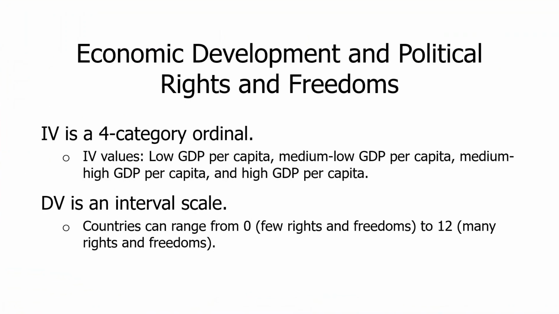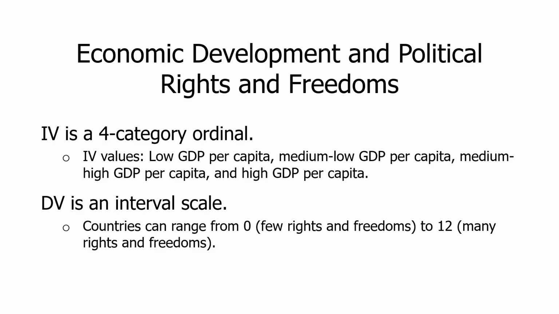Now, the independent variable is a four-category ordinal. So imagine dividing countries into low GDP per capita countries, medium-low GDP per capita countries, medium-high GDP per capita, and high GDP per capita. So as you're moving across values of this variable, you're going from low GDP to high GDP. Imagine numbers of countries in each of these categories.